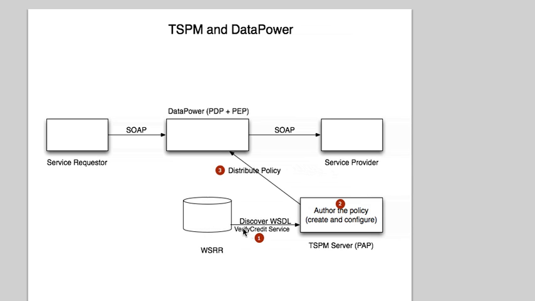We just finished discovering and importing the definition, the WSDL for the verified credit service, and now it's in the TSPM console. What we need to do now is to create a policy, and later we will configure the policy to basically specify that members of a role that belongs to a group can actually access the service.